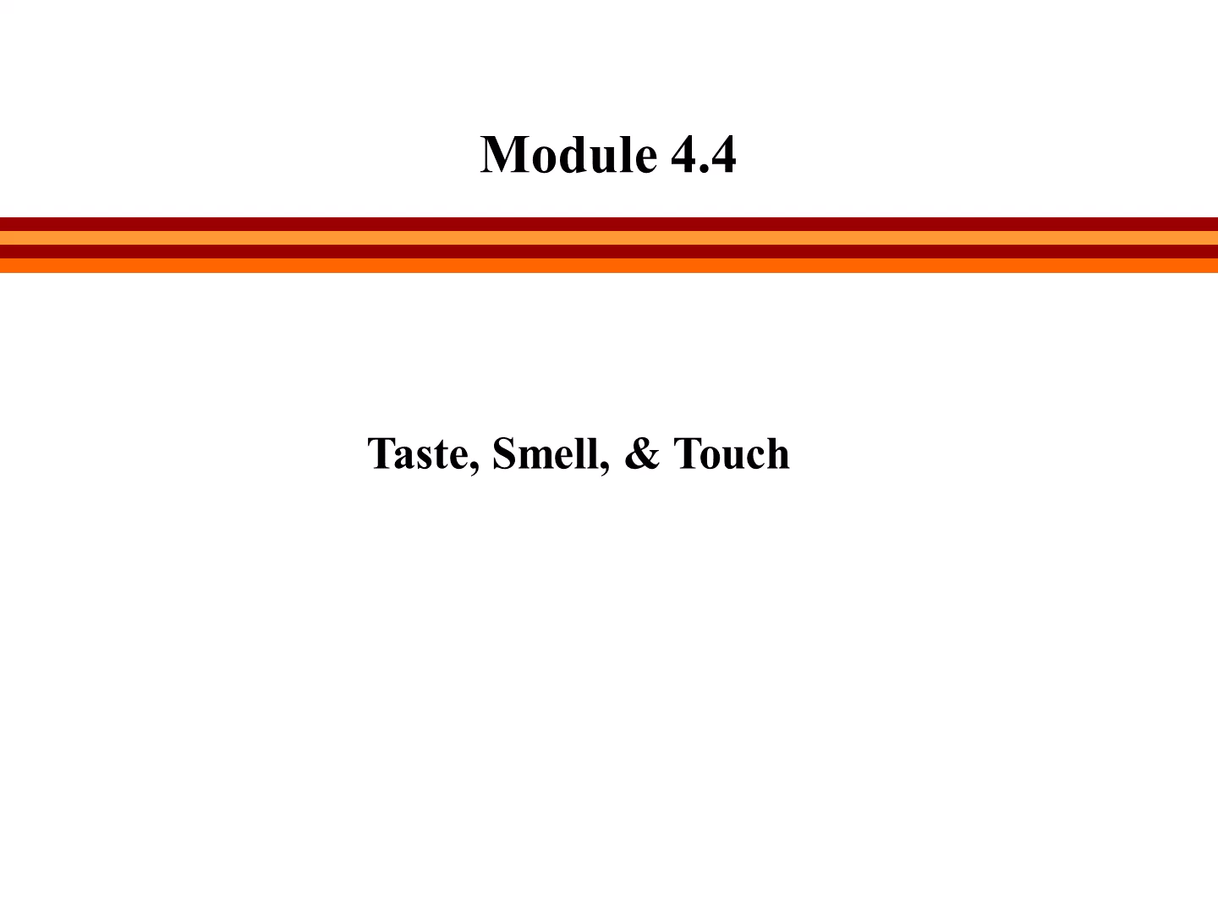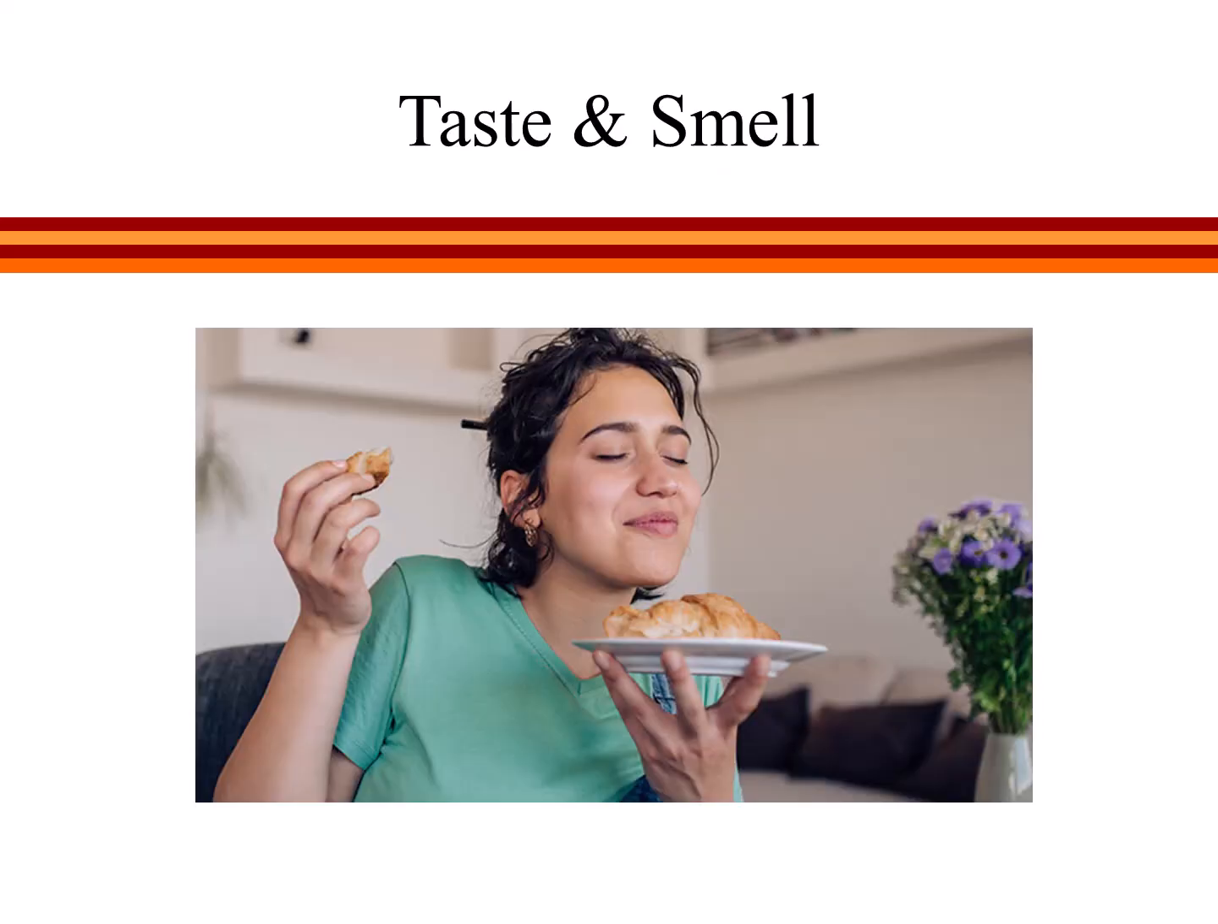So far in this module, we've discussed 2 of our 5 major senses, vision and hearing. In this video, we'll cover the remaining senses, taste, smell, and touch. Taste and smell are senses that both detect chemicals in the environment, such as in the air and in our food. For this reason, they're collectively referred to as our chemical senses.